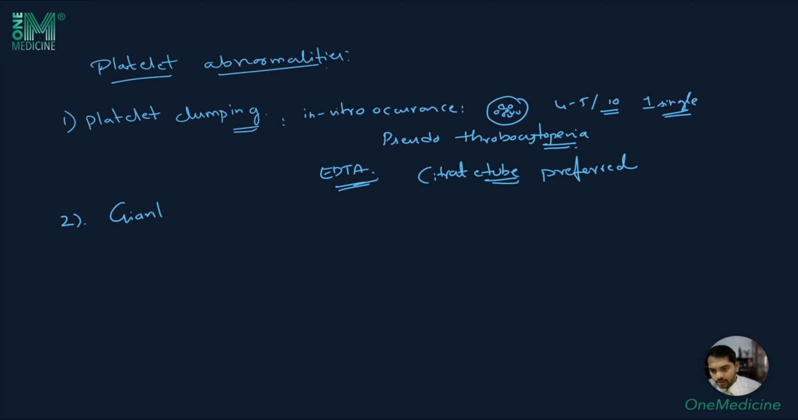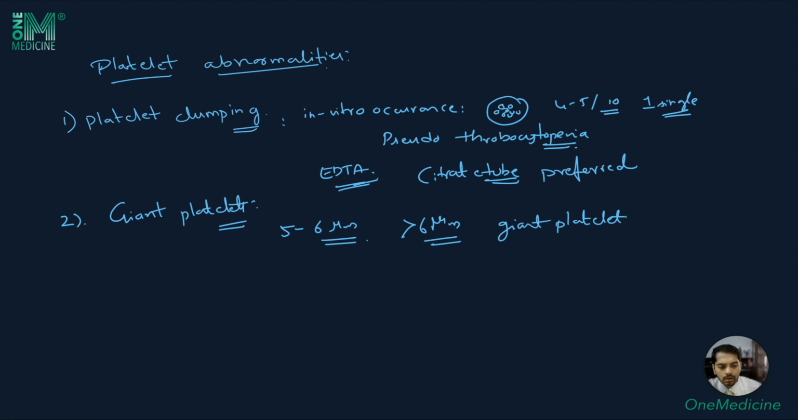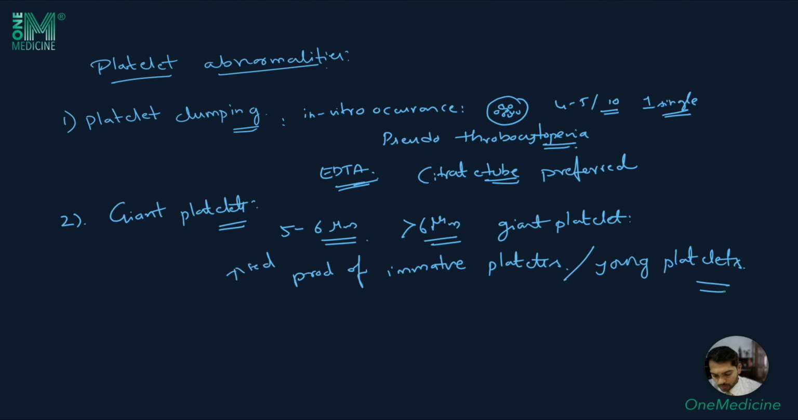Second is giant platelets. A normal platelet size is around 5 to 6 micrometer. So whenever there is a more than 6 micrometer platelet, that is known as a giant platelet. And this indicates that there is an increased production of immature platelets or young platelets. This can also cause an apparent thrombocytopenia, as these giant platelets are not counted by cell analyzers.